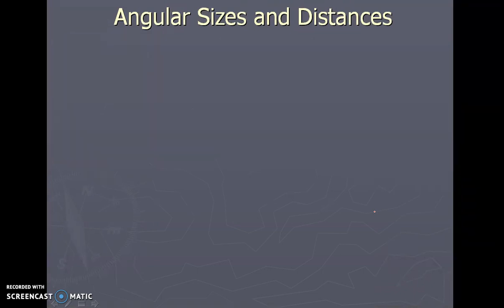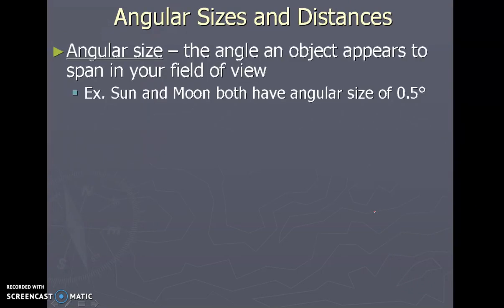Now there's also angular sizes and distances. So we don't have very good depth perception, so we don't actually know how far away objects really are in space. We don't know their true sizes or separations. However, describing the angular sizes and distances is useful. So the angular size is an angle an object appears to span in your field of view. So as we talked about, the sun and the moon both have an angular size of 0.5 degrees. The sun is 400 times bigger, but also 400 times further away, so they appear to be the same size in the sky.